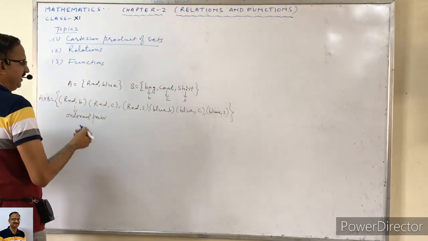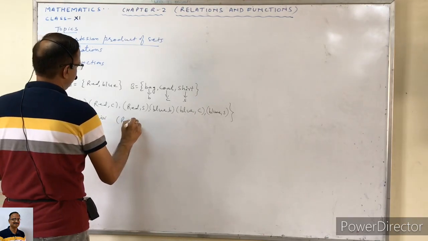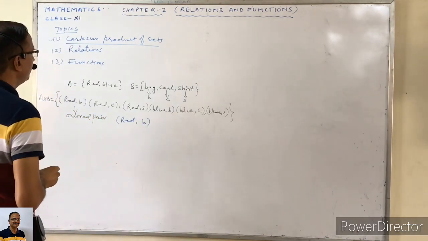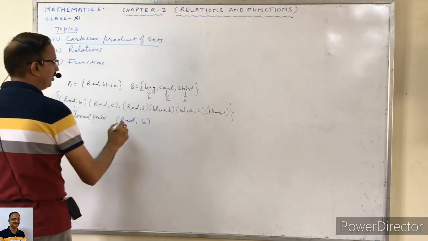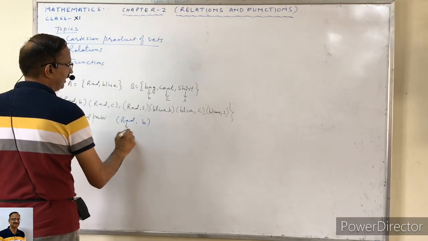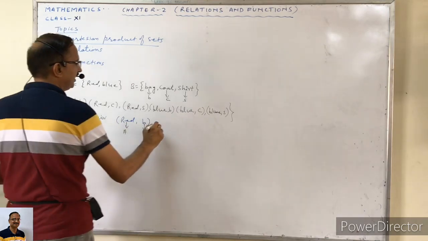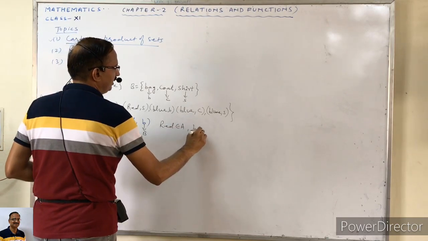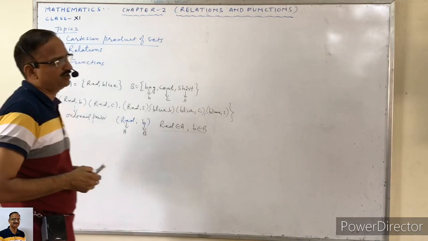In each ordered pair, suppose I am considering this red and B. In this pair, the first element belongs to what? Set A, and the second belongs to set B. Or we can say this red belongs to A and B belongs to B. Why? Because it is A cross B.